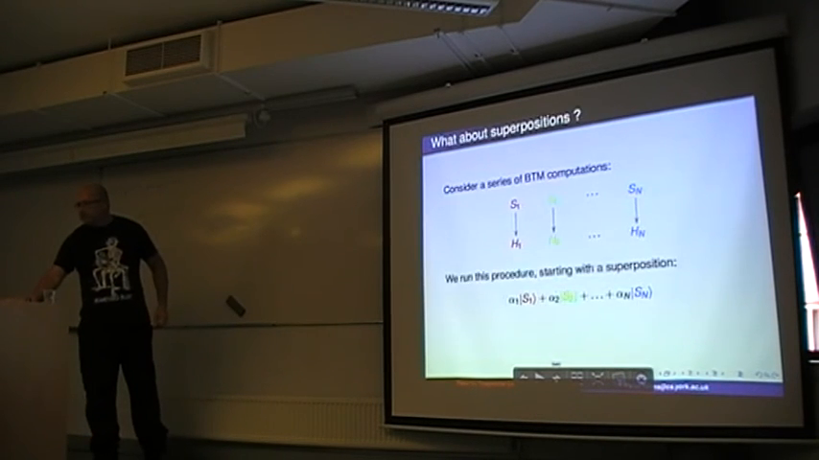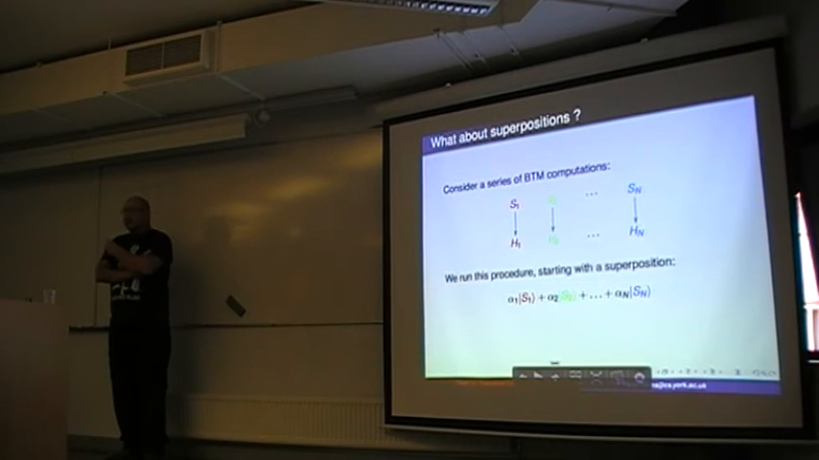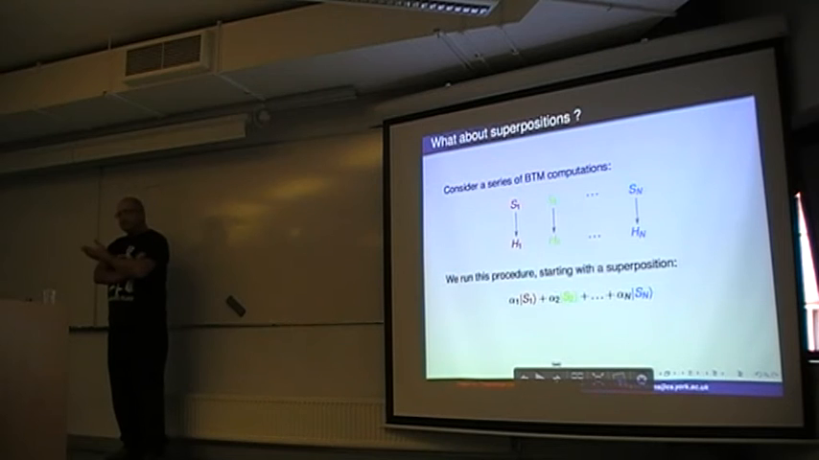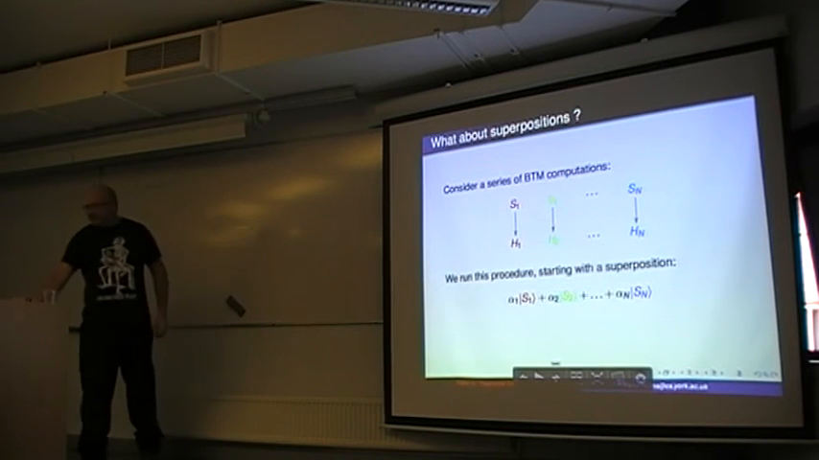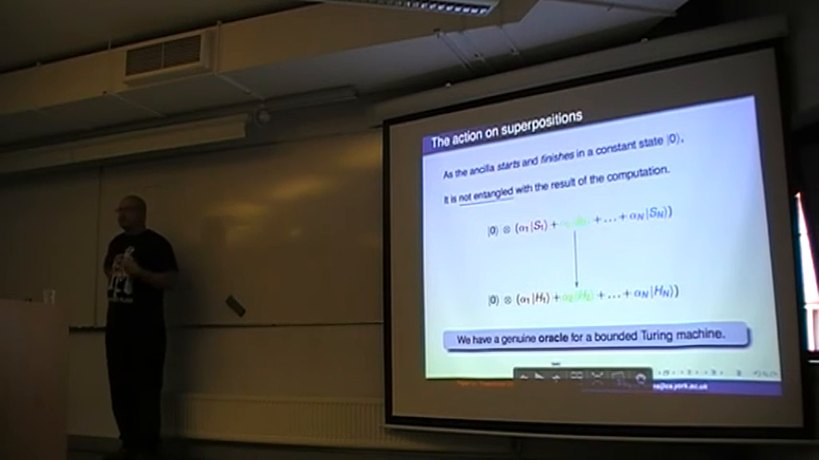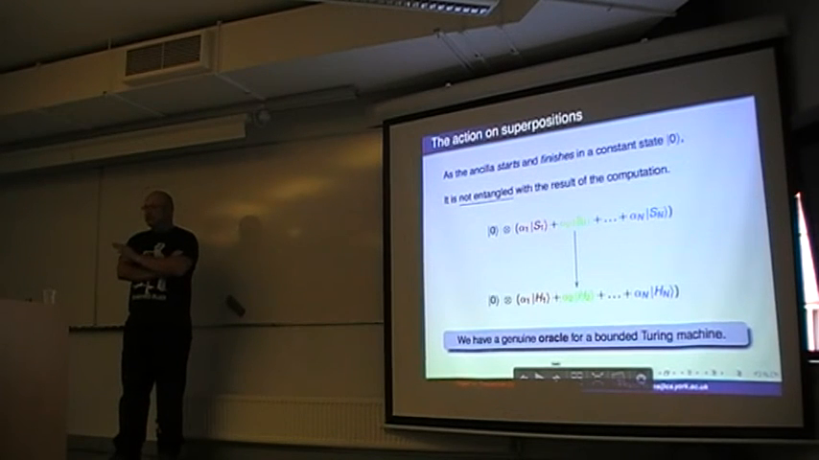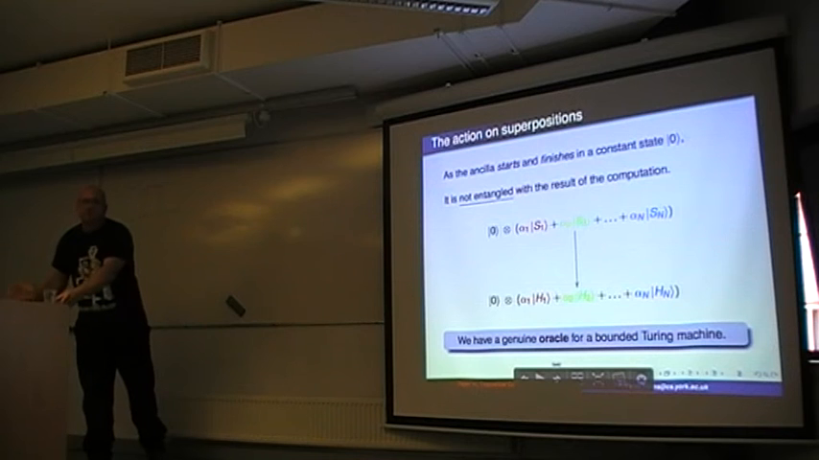Okay. Now, what about superpositions? Because this was the key question. Well, if we run this procedure, starting with a superposition, the ancilla starts and finishes in the same constant state, regardless of the input. So it's not actually entangled with the result of the computation. So we do indeed have a genuine oracle for a space-bounded Turing machine. And, well, that's about it, really.